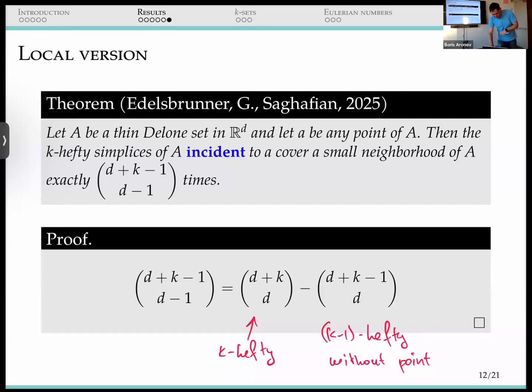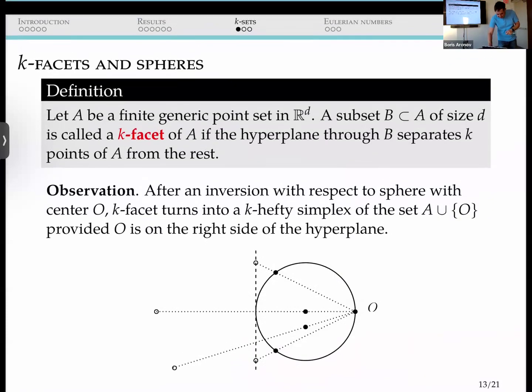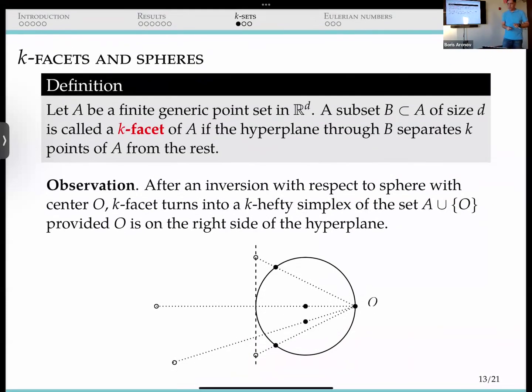Okay. So first, k-sets. So what are k-sets? Suppose that we have a finite generic set. So now we're dealing with finite sets. Actually, it's not k-sets, it's k-facets that I would be interested in. So a subset of this set A of size d is called a k-facet if the hyperplane through those d points cuts off exactly k of the points from the set. So on one side, there will be exactly k points.